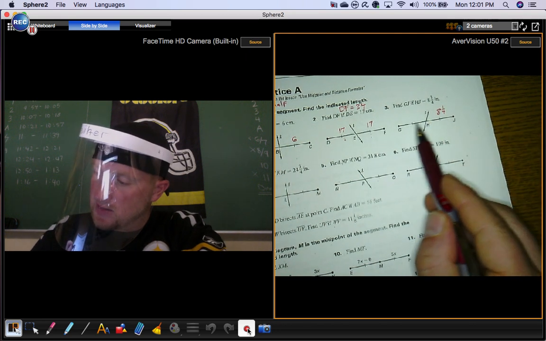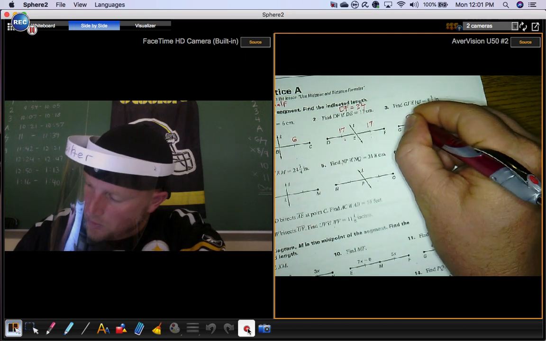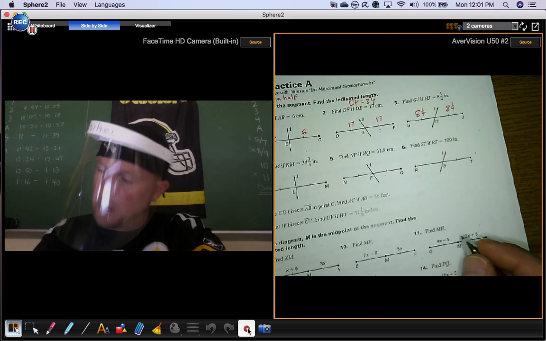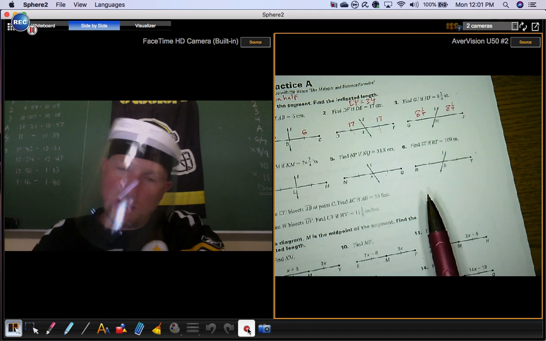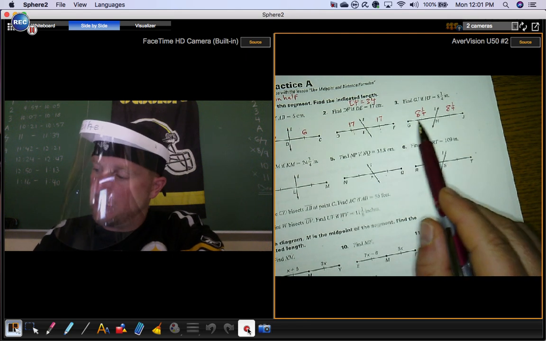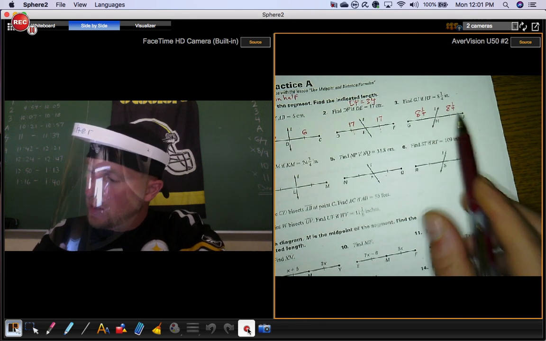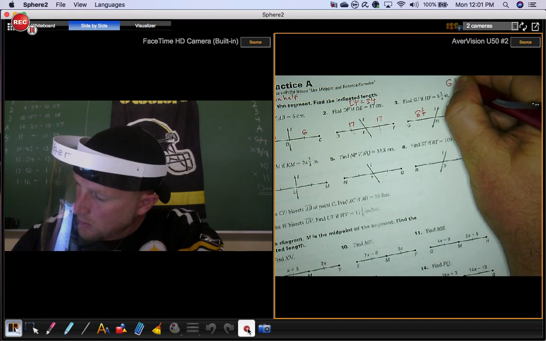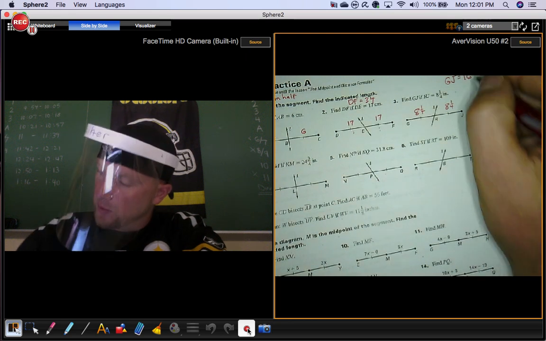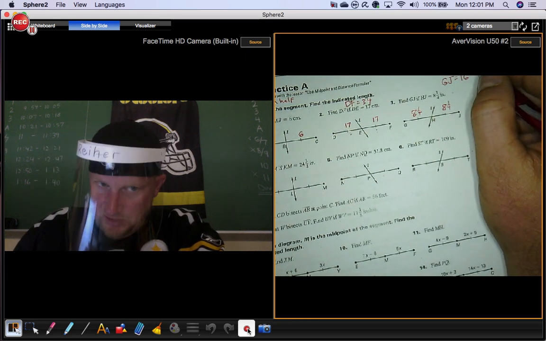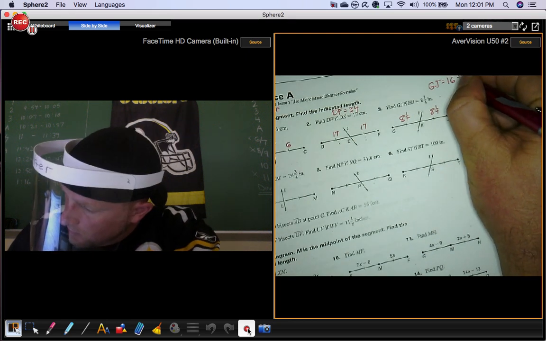Okay, well this guy has the same mark as this guy. So it's also 8 1/4. How far is it from G to J? Just combine them. Little plus little equals big. 8 plus 8 is 16, and then 1/4 plus 1/4 gives you 2/4, which is 1/2.